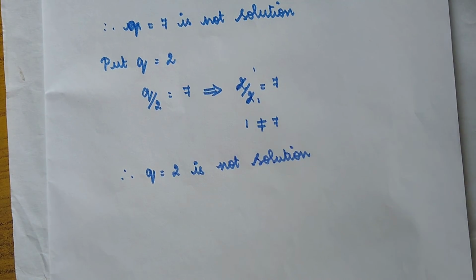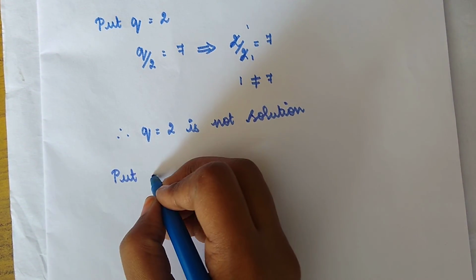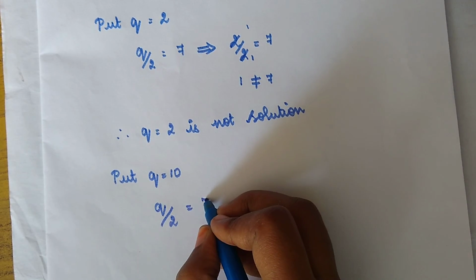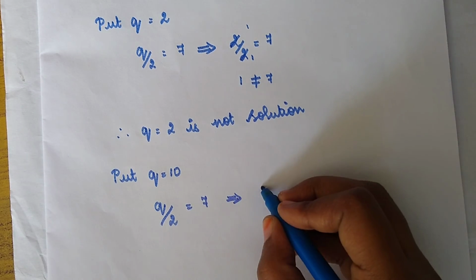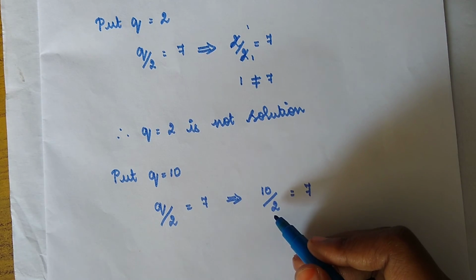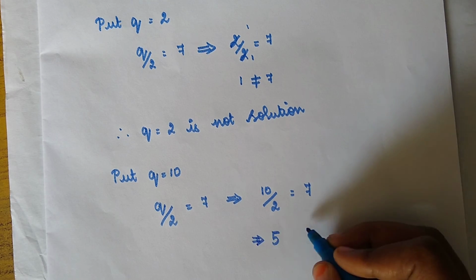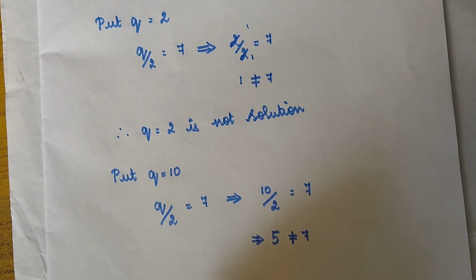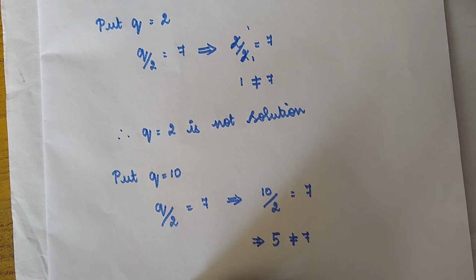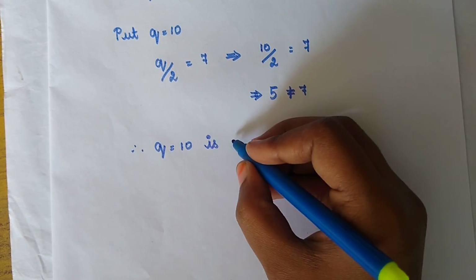Next we have to check q equal to 10. Put q equal to 10. q by 2 equal to 7. Here q is 10 divided by 2. We have to reduce in the 2 table. So 5 2s are 10. Okay, so 5 is not equal to 7. So therefore q equal to 10 is not a solution.